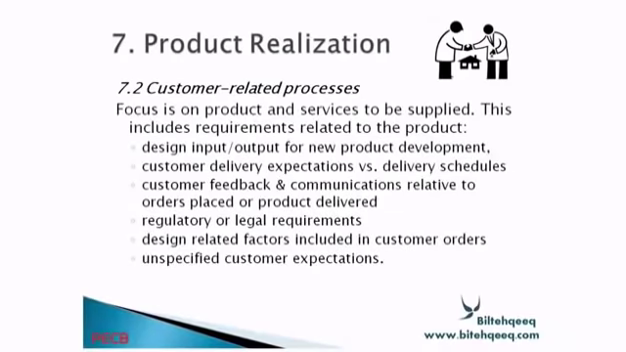Customer related process 7.2. Focus is on product and services to be supplied. This includes requirements related to the product, design input and output for new product development, customer delivery expectations versus delivery schedule, customer feedback and communication relative to order placed or product delivered, regulatory or legal requirements, design related factors included in customer orders, unspecified customer expectations.